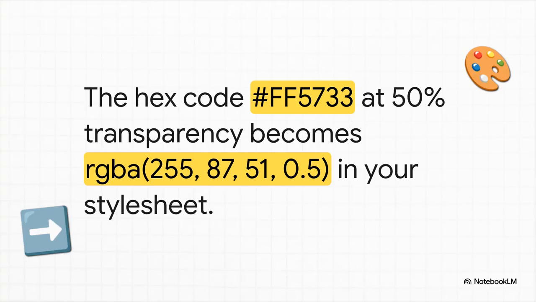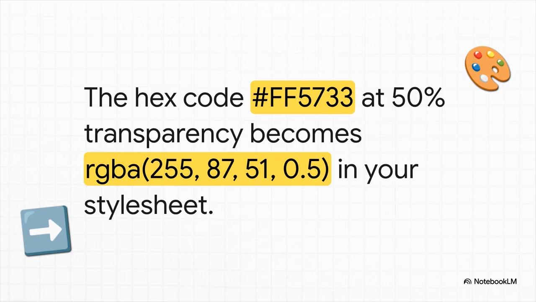Let's use a real-world example. Here we've got this awesome, vibrant orange. The hex code is #FF5733. Now, let's say we want this exact color, but we want it to be 50% transparent. Well, it converts directly to RGBA(255, 87, 51, 0.5). See how that works? The hex values for red, green, and blue are just converted to their normal decimal numbers, and we just tack on that 0.5 for the alpha channel.